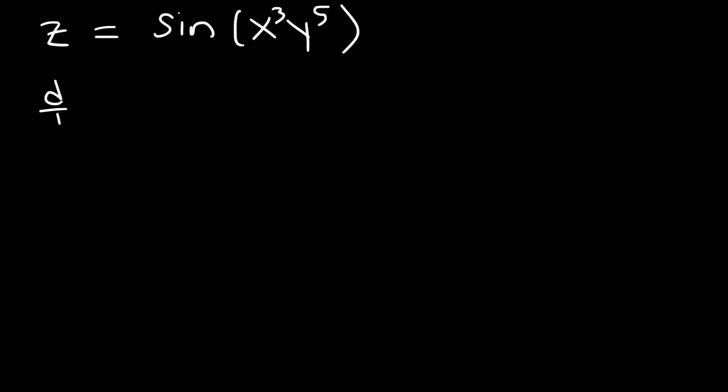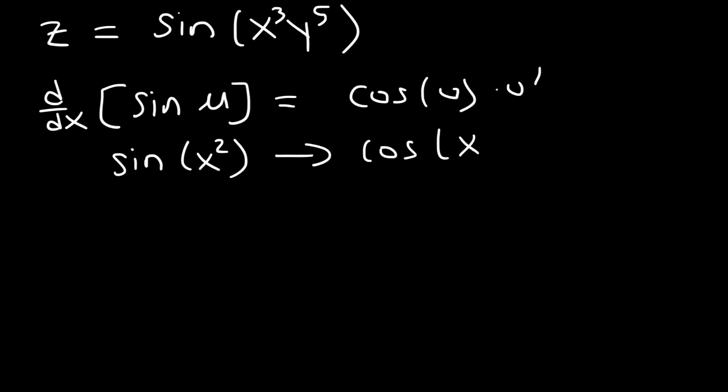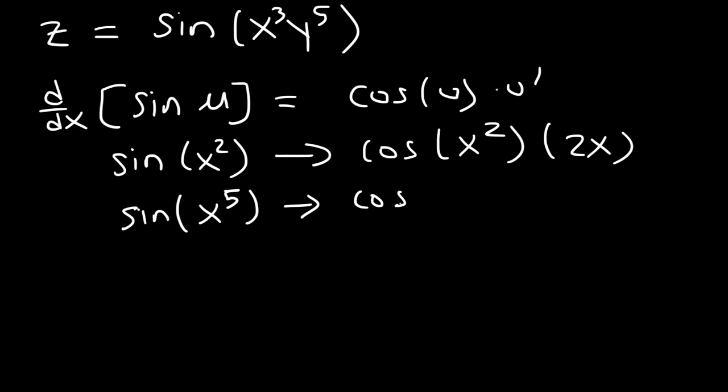So if you want to find the derivative of a sine function, the derivative of sine u is cosine u times u prime. So if we want to differentiate sine x squared, it's going to be cosine x squared times the derivative of the inside part. The derivative of x squared is 2x. So if you have sine x to the 5th, it's going to be cosine x to the 5th times the derivative of x to the 5th, which is 5x to the 4th.